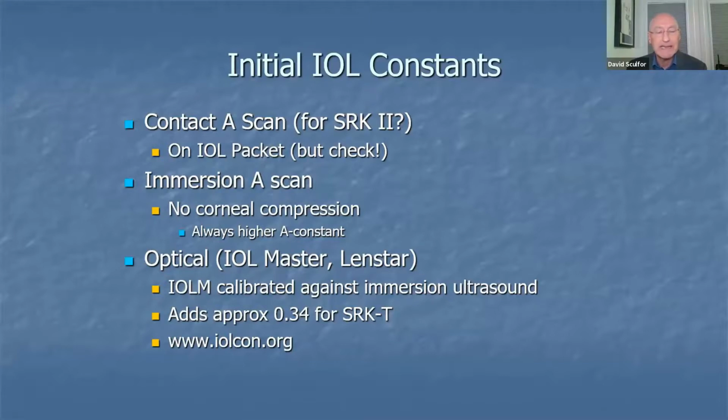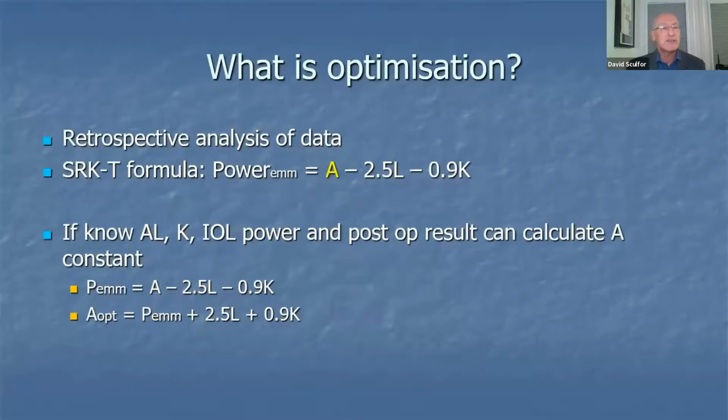If you want a good starting point for a new lens design, then the website www.iolcon.org is an excellent starting point. Wolfgang Haigis and his group at Würzburg started a big database of lens constants called ULIB, and since Wolfgang retired, that data has now been incorporated into the iolcon.org website. And if you start off with those constants, you will not go far wrong. So optimization simply involves a retrospective analysis of data.